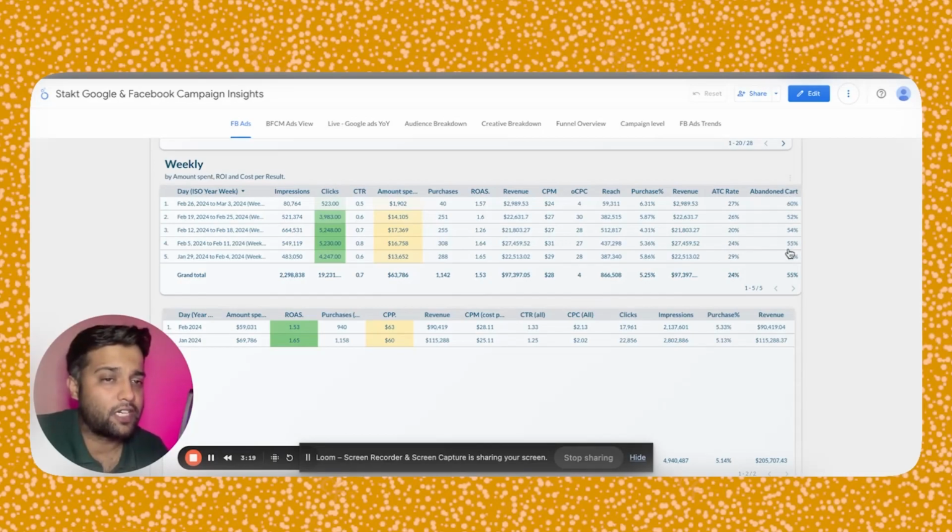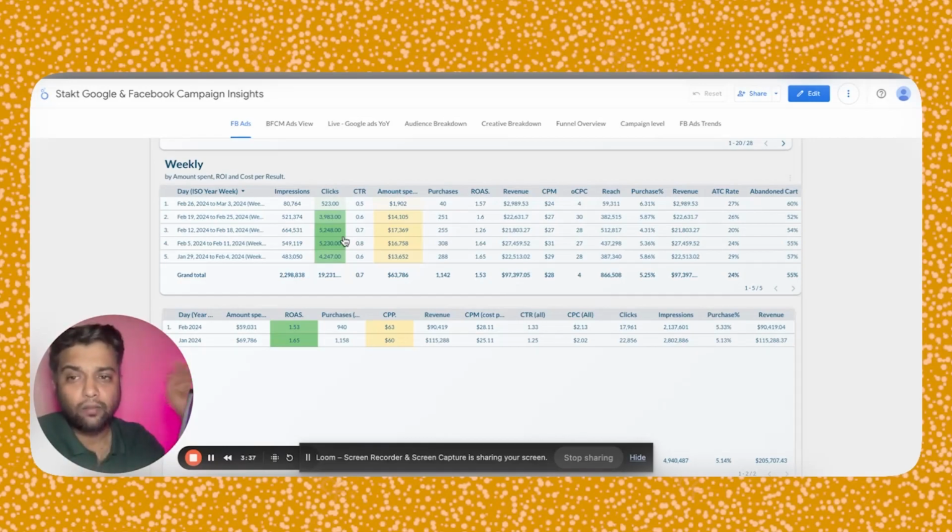The abandoned cart rate didn't change as much, and since add to cart rate obviously dropped, the purchase conversion rate also dropped, and this definitely looks like the likely reason why the performance is dropping, right? If my add to cart rate is dropping, my overall ROAS is also consequently dropping.